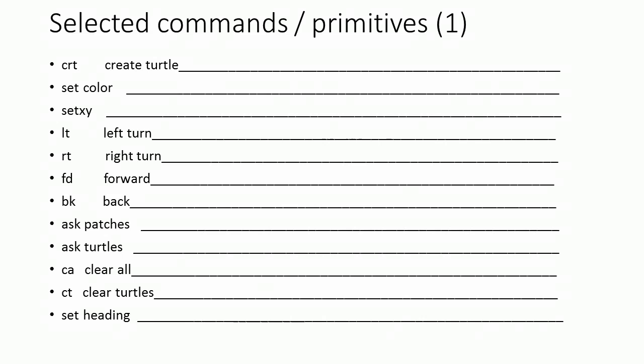And set heading. Position is set by set XY. Heading is the direction that you're going. So you could be moving at a particular angle through the patches, and that command is used to set the heading of a given turtle or of a set of turtles or whatever. Often set with random numbers in actual models.